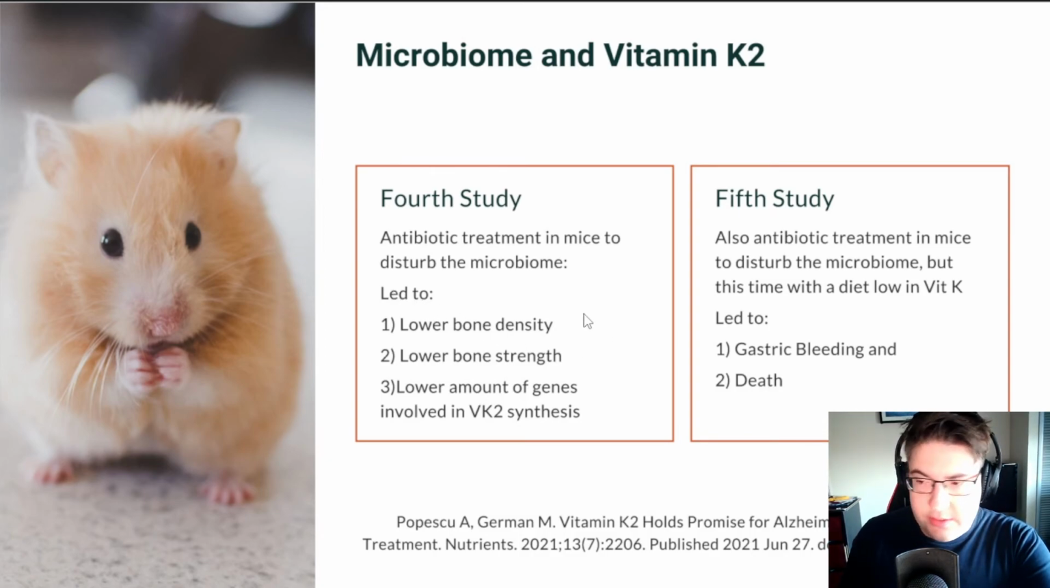And in the fifth study, this was also a very interesting finding. They used antibiotic treatment, once again, in mice to disturb the microbiome. But this time, the mice also had a low vitamin K diet. What the researchers found is that this led to gastric bleeding, and the mice eventually died from this. So this is also a very interesting finding.